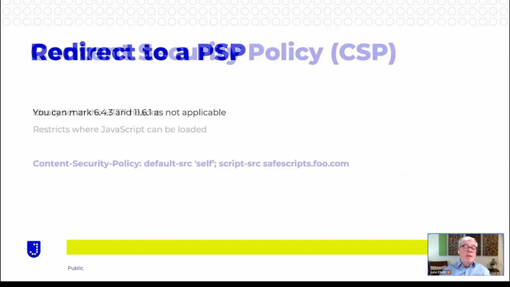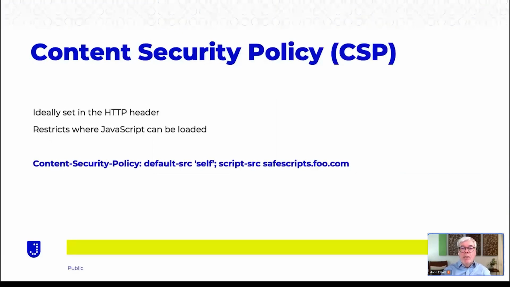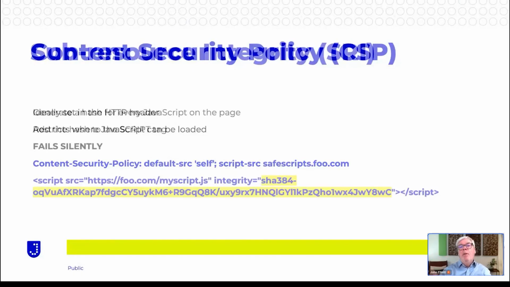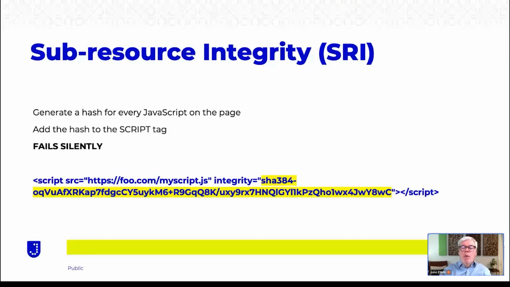The second thing is, as Pedro showed, you can use content security policy, which is set in the HTTP header, and that's where you can load JavaScript from. And then you couple that with sub-resource integrity, which you add a hash for every piece of JavaScript that's going to load. And then when the browser loads the JavaScript, it also makes the hash and it compares the two hashes. If the hashes don't match, the JavaScript doesn't load.